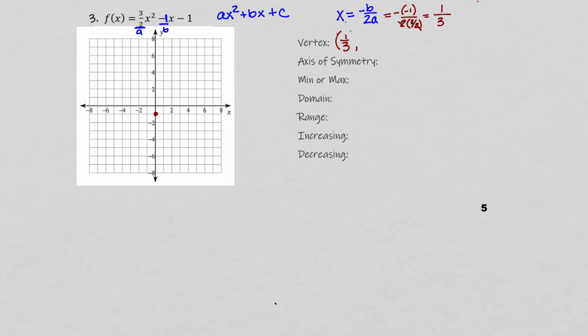Okay. Now we need the y value. So I'm going to take this value for x, and everywhere in my equation that I have an x, I'm going to substitute that in. I'm going to do it down below here. So I have 3 halves times 1/3 squared minus 1/3 minus 1. So plug all that into your calculator and leave it as a fraction.